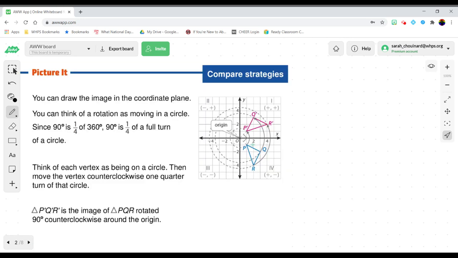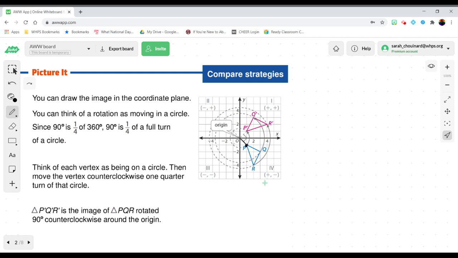At the bottom, they actually show that twisting action. 90 degrees is a quarter of 360, so it's only 1/4 of a full turn. Each vertex is going to make a right angle with the origin. So Q, we could draw a right angle, that's where Q prime ends up, and R, we could draw a right angle, that's where R prime ends up. It's kind of cool how that works.